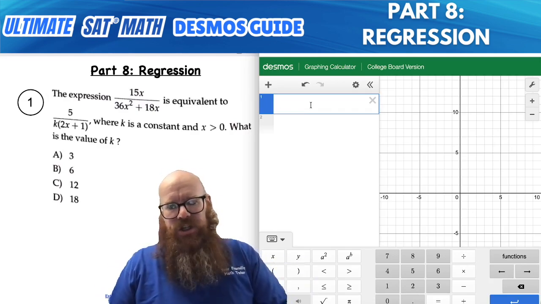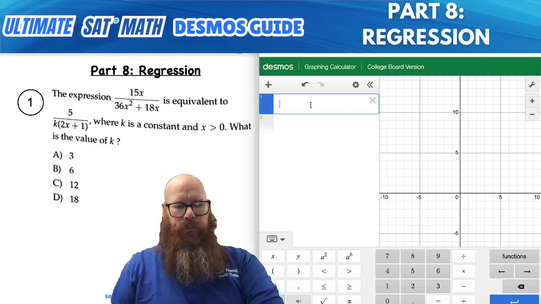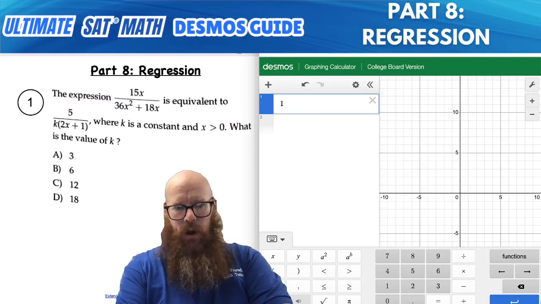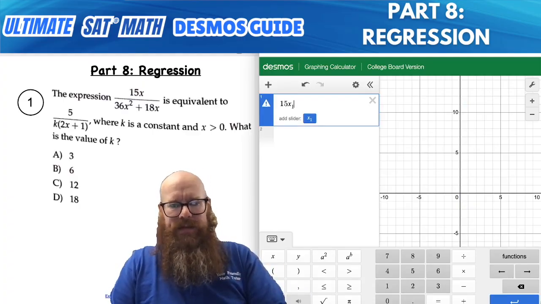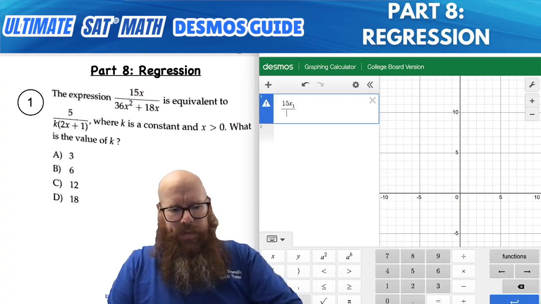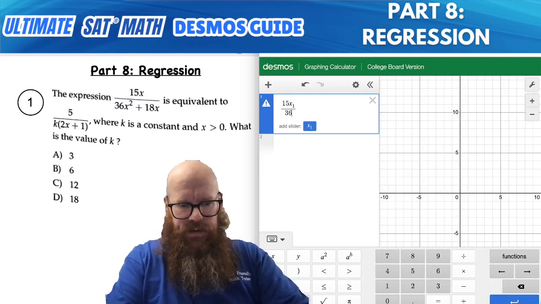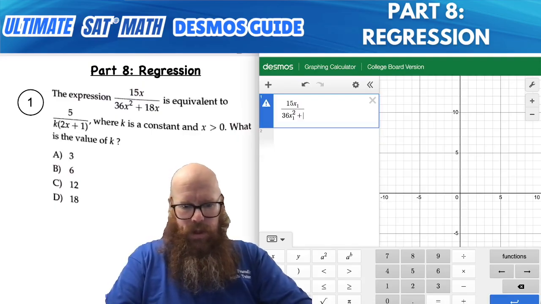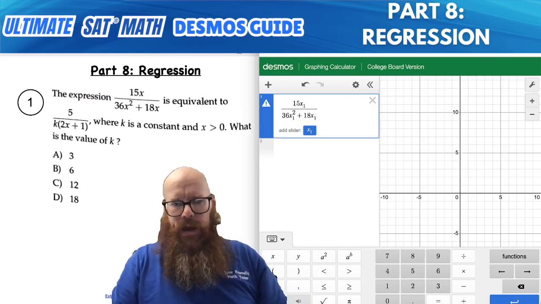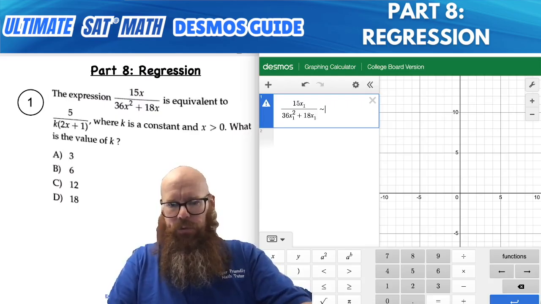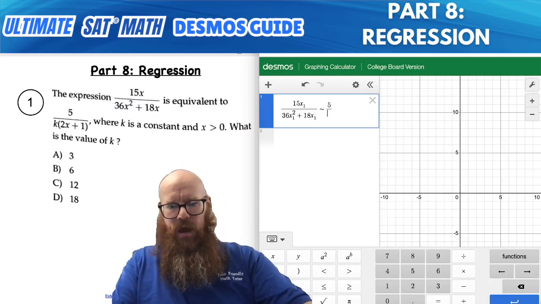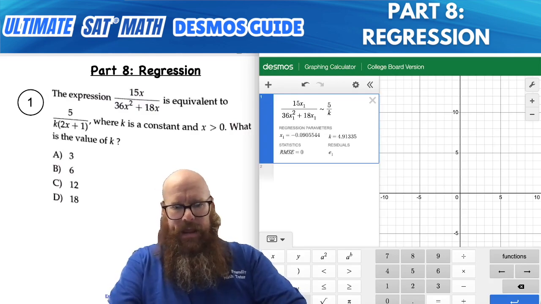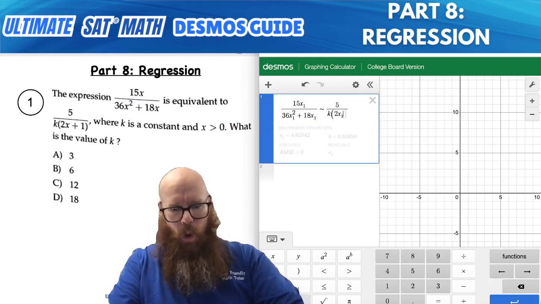If we want the expressions to be equivalent, I'm going to type in this first part, but I'm going to use x1. All I have to do is type a 1 after it, and it automatically makes it a subscript. And then 36x1 squared plus 18x1. Then I'm going to use this little tilde, or squiggly, and then put in the other side: 5 over k times 2x1 plus 1.